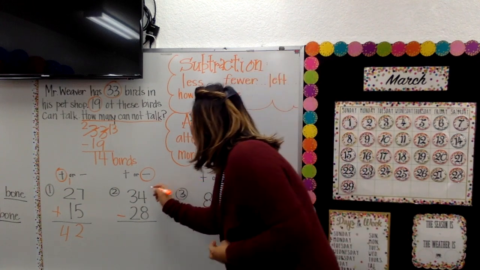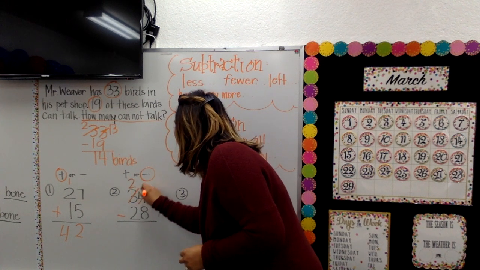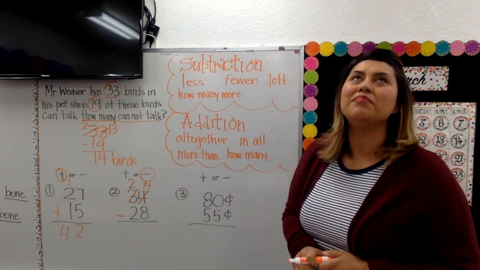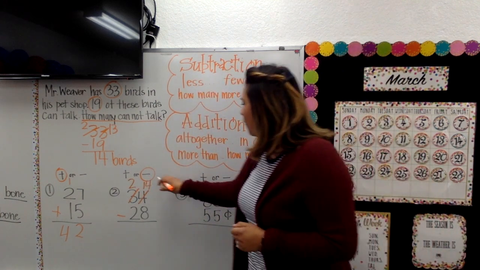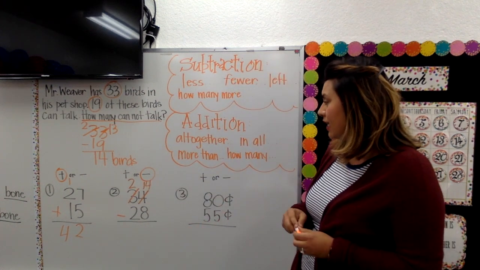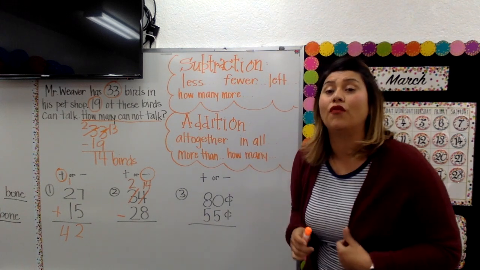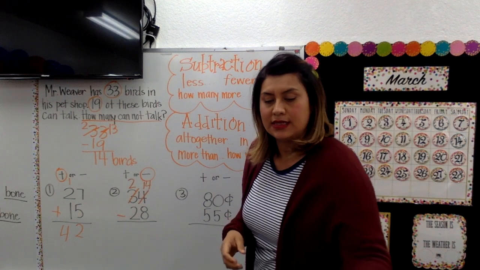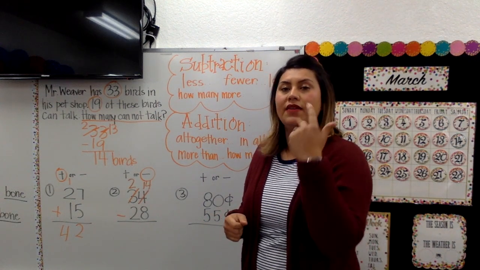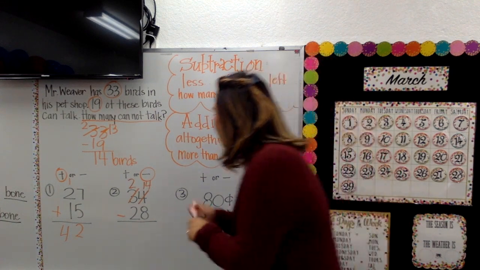Good job. 3 becomes a 2. Our 4 becomes 14. Friends, you are amazing. 14 take away 8. David, are you with me? 14 take away 8. Well, we can count up from 8 to 14 or count backwards from 14 to 8. Let's see. 14, 13, 12, 11, 10, 9, 8. What's the difference there? You're right, 6.